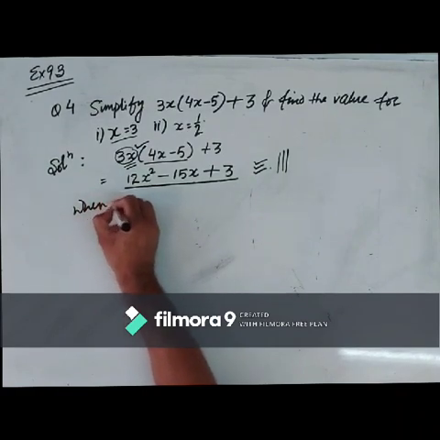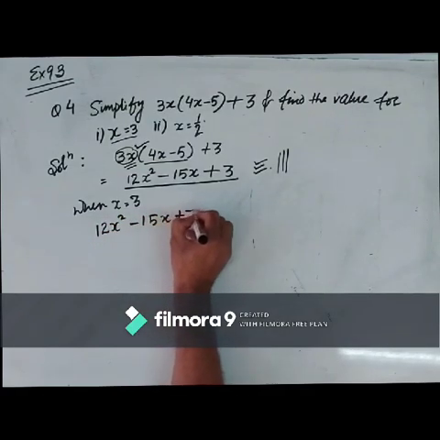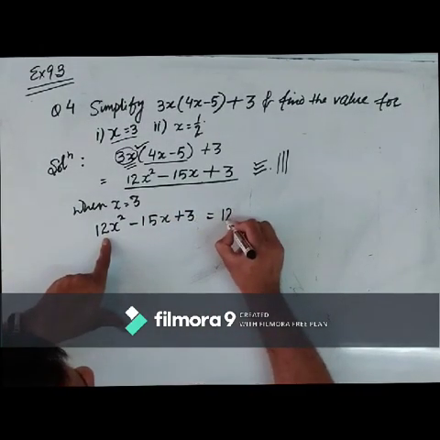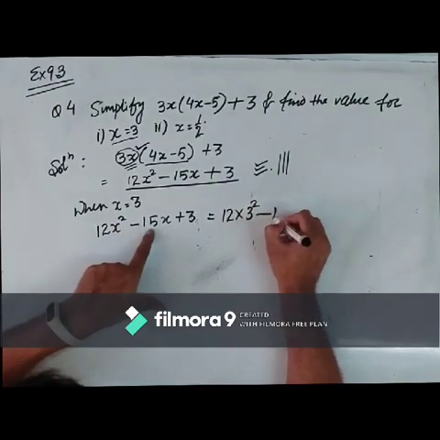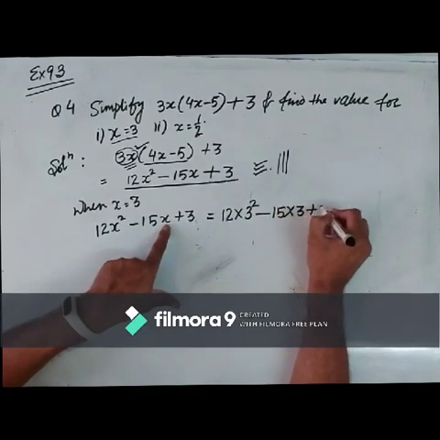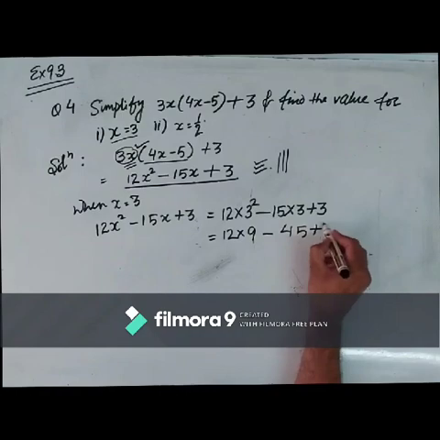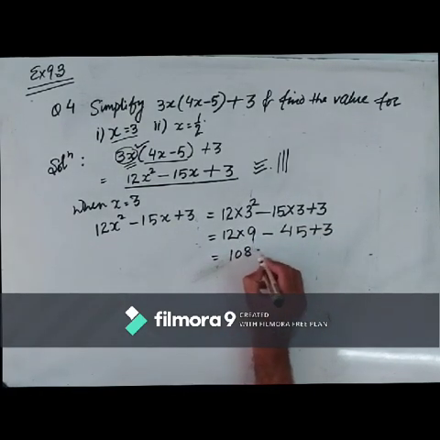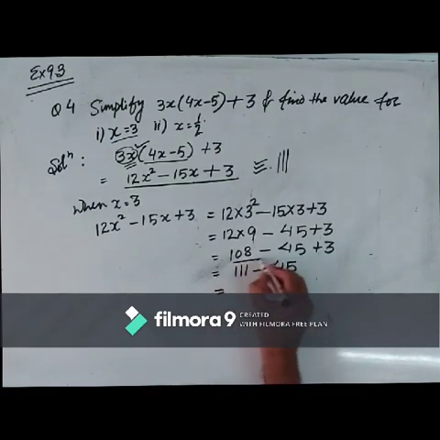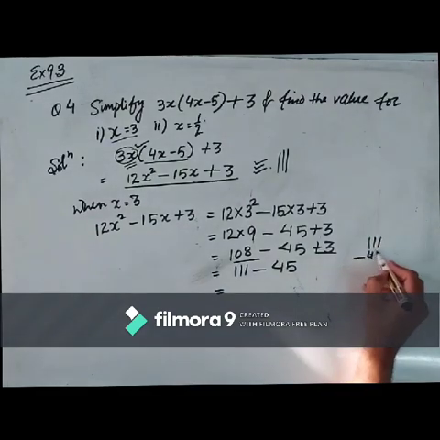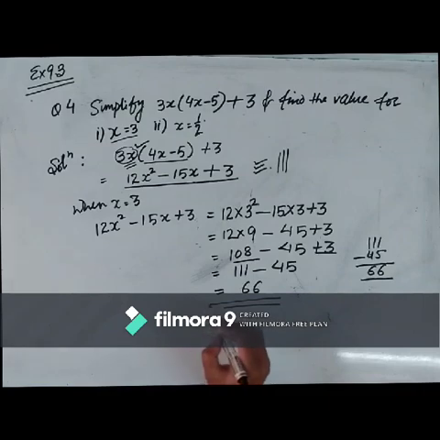So now when x is equal to 3, 12x square minus 15x plus 3 will become, how do we enter here? Look at it carefully. We have a multiplication sign here, right? Here multiplication, 3 raised to power 2 minus 15 into 3 plus 3. So all in all we have 12 into 9 minus 15 into 3, 45 plus 3. So your answer is 108 minus 45 plus 3. So this is 111 minus 45, BODMAS rule, remember. And 111 minus 45 is 66. So this is your part number 1.